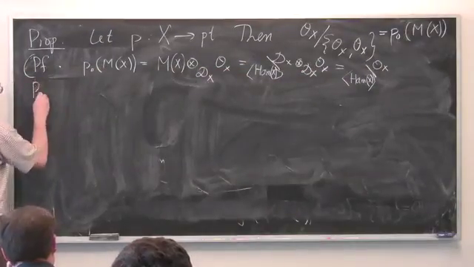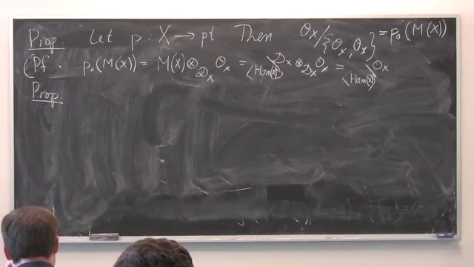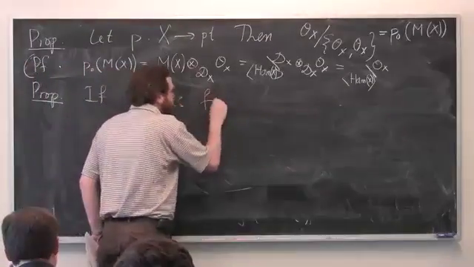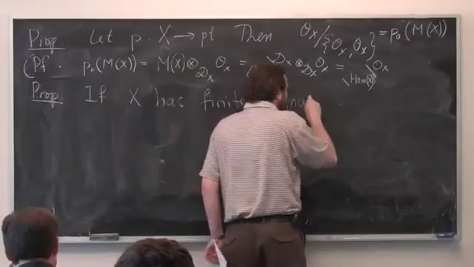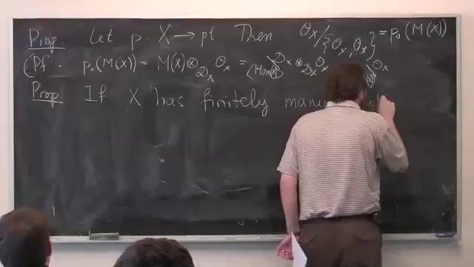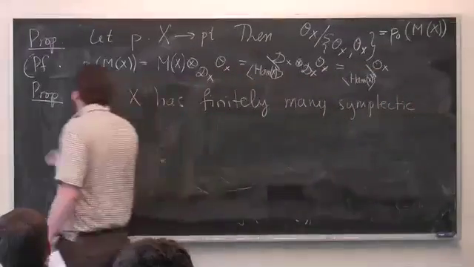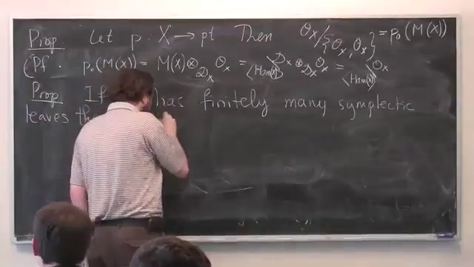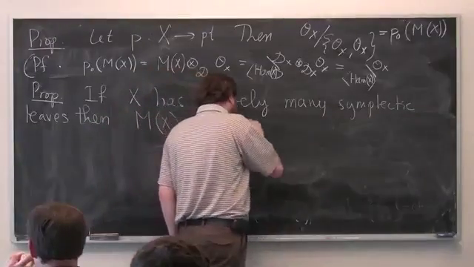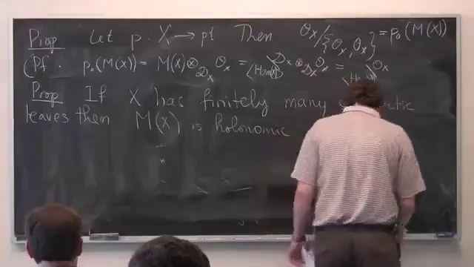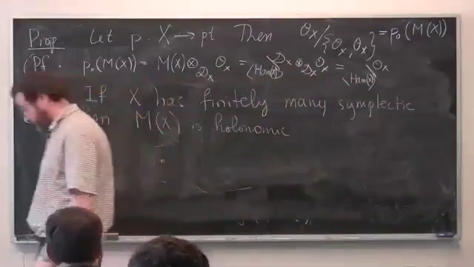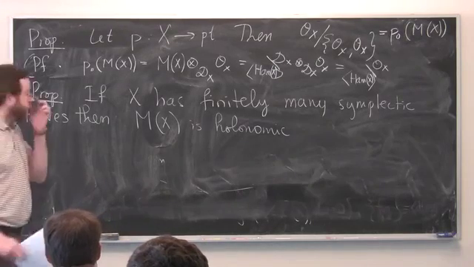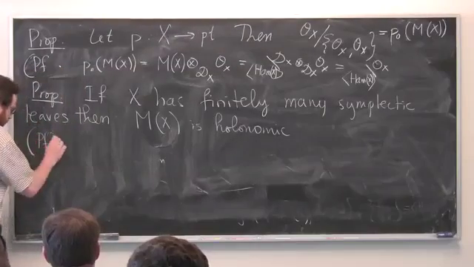And the second proposition that is going to give us the power to prove our results is that if X has finitely many symplectic leaves, then the D-module M(X) is holonomic. So I remind you that holonomic means it's small, in the sense that its functional dimension equals the dimension of X. And again, I will sketch the proof. It turns out the proof is not very hard.